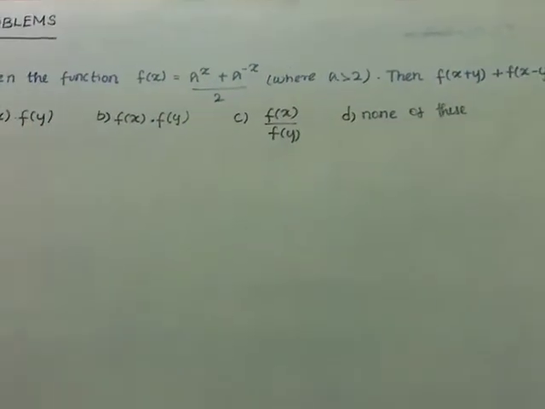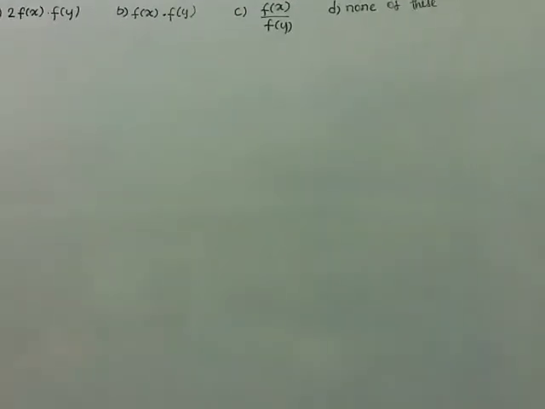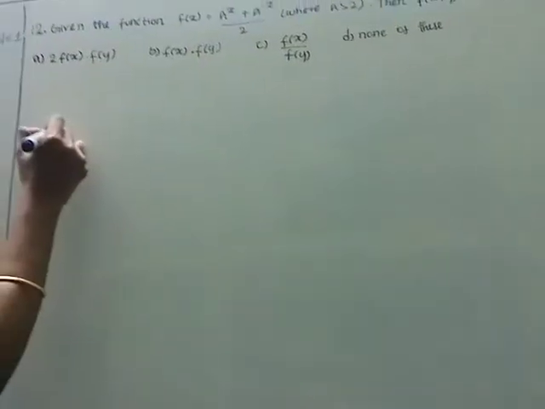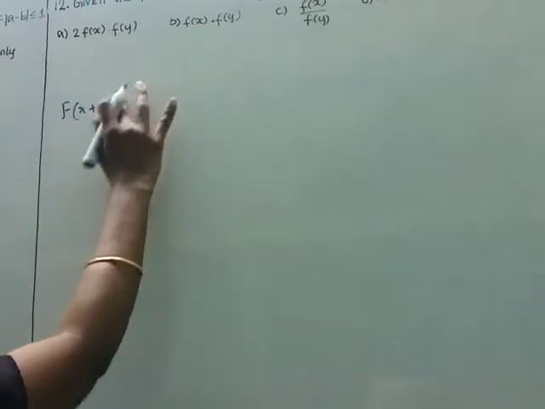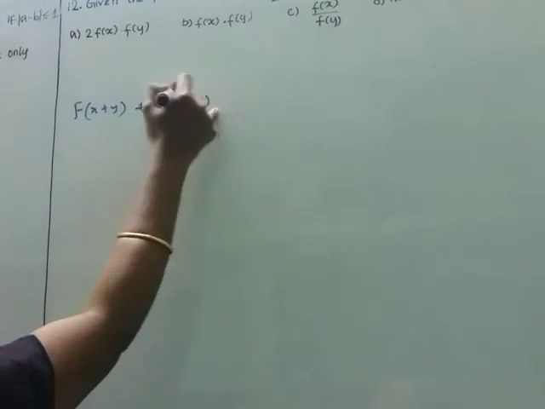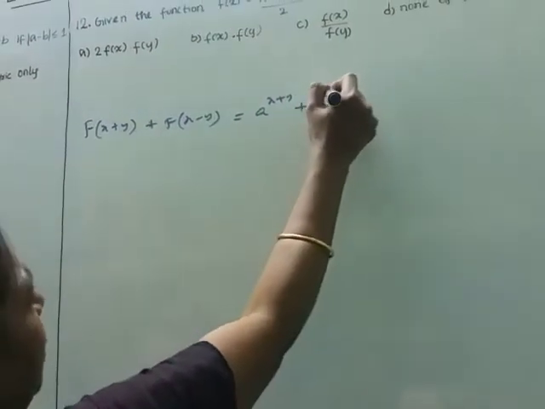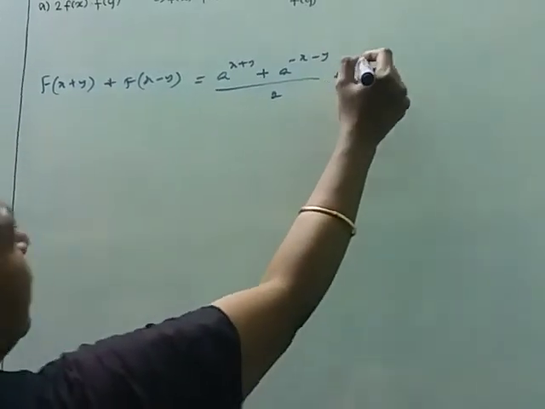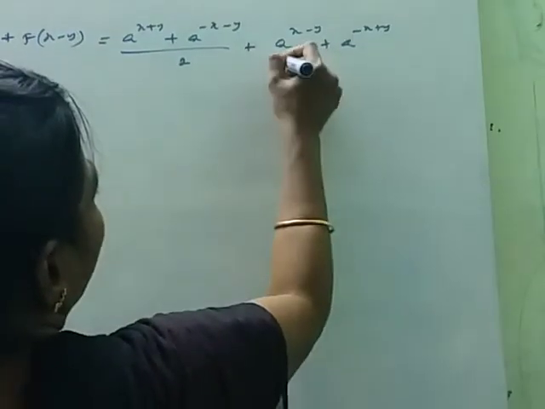Next we pass on to the next question. Given the function f(x) equals (a^x plus a^(-x))/2 where a is greater than 2, then f(x+y) plus f(x-y) equals? So here we are going to find f(x+y) plus f(x-y). It will be equal to (a^(x+y) plus a^(-x-y))/2 plus (a^(x-y) plus a^(-x+y))/2.